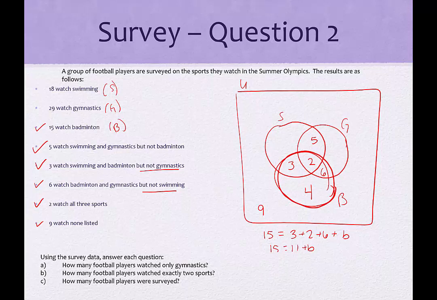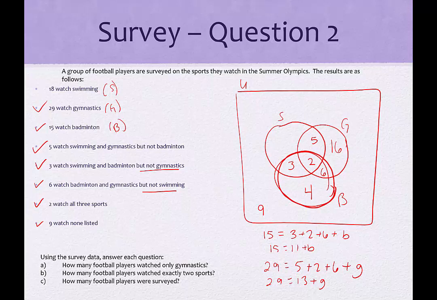29 watch gymnastics. So we need to do the same thing. So 29 is equal to 5 plus 2 plus 6 plus G. This is 13. 29 is 13 plus G. So that means that G is 16. And again, when we add these up, this should add up to 29. 16 plus 6 is 22, plus 2 is 24, plus 5 is 29. Okay, that settles it.